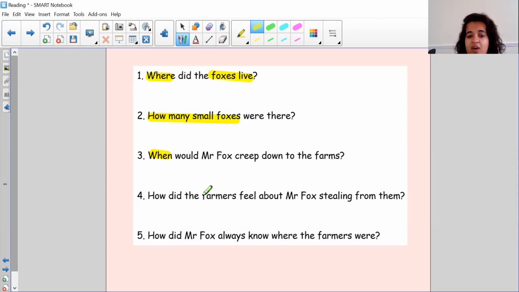Then how did the farmers feel about Mr. Fox stealing from them? I think I did go over it. How would they be feeling about Mr. Fox stealing from them? And finally, I did describe this as well, but go back in the video in case you're not sure. How did Mr. Fox always know where the farmers were? So the key words are, how did Mr. Fox always know where the farmers were?